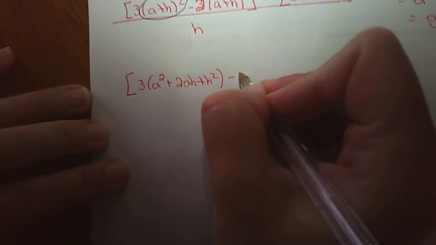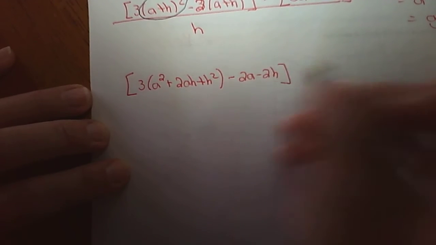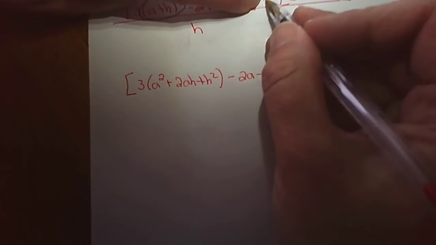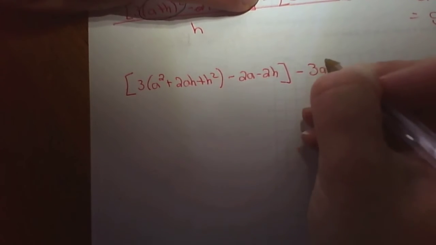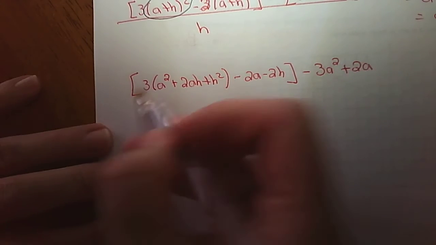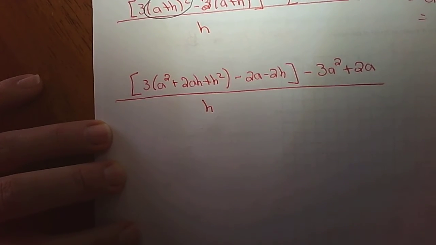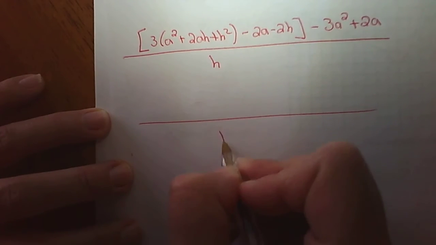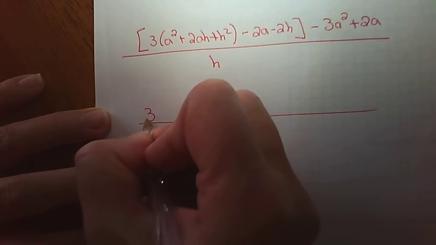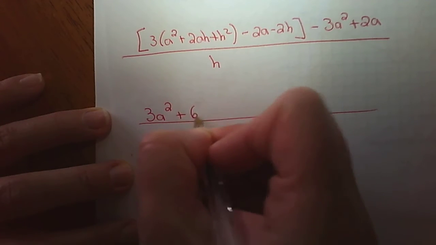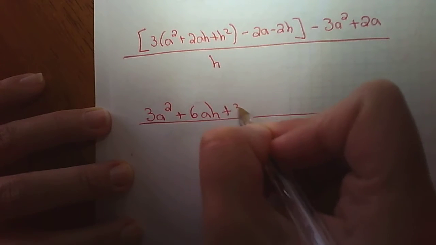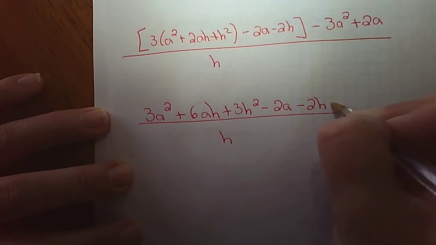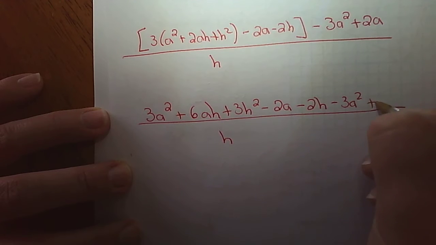Minus, I'm going to distribute this. Right? So this minus 2 goes to both of these. So this is the first part. Then I'm going to subtract this. This would be minus 3a squared plus 2a all over h. Now, I'm going to distribute all this. So here we go. So I know there's an h in the denominator. This gives me 3a squared plus 6ah plus 3h squared minus 2a minus 2h minus 3a squared plus 2a.